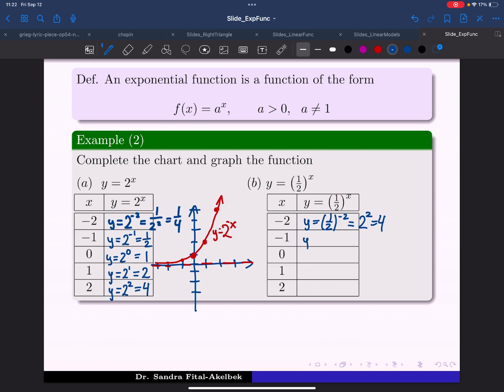Now we have y is equal to 1/2 to the -1. Means flip, it would be 2 to the power 1, which is 2. Then we'll have y is equal to 1/2 to 0. 1/2 to 0 is 1. y is equal to 1/2 to 1, which is 1/2. And y is equal to 1/2 to the power 2, which is 1/2 times 1/2, that is 1/4. And we can graph this function too.